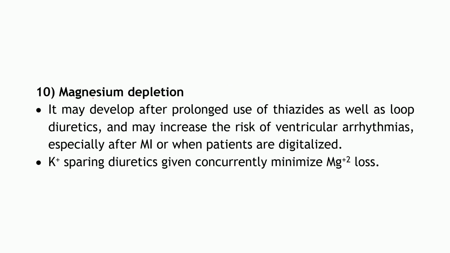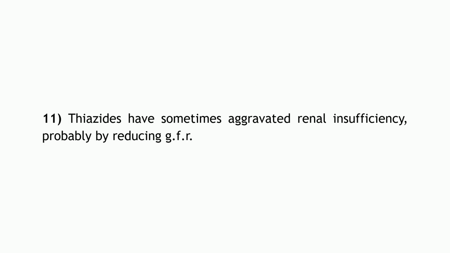Okay. Next complication, now this one will be common for both, because both of them increase the magnesium excretion in the kidneys. So magnesium depletion will be produced by both the classes. Because of this, the patient is prone to the risk of development of ventricular arrhythmias, especially after myocardial infarction or in those who are digitalized. Potassium sparing diuretics, when they are administered along with these agents, will minimize the magnesium loss. So you can combine the high ceiling or the Thiazide-like diuretics along with the potassium sparing diuretics.